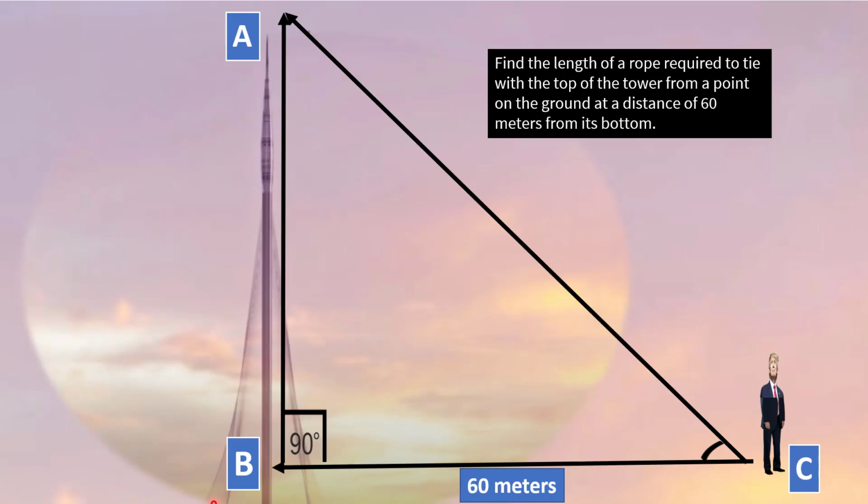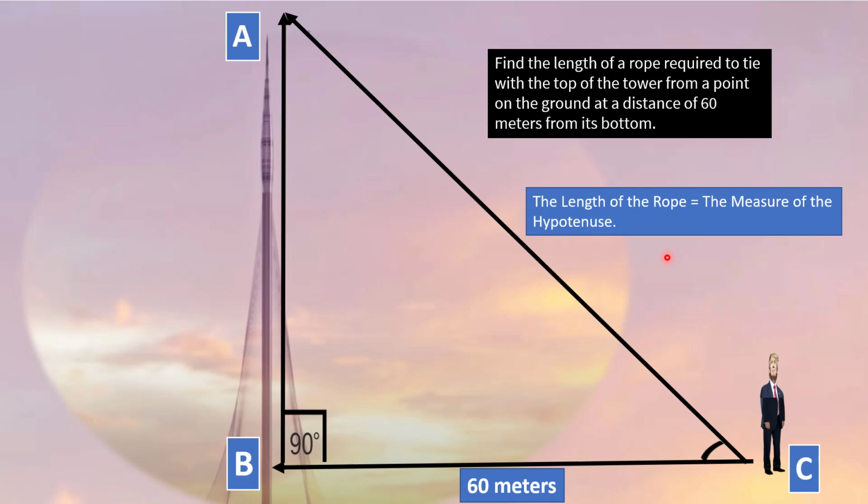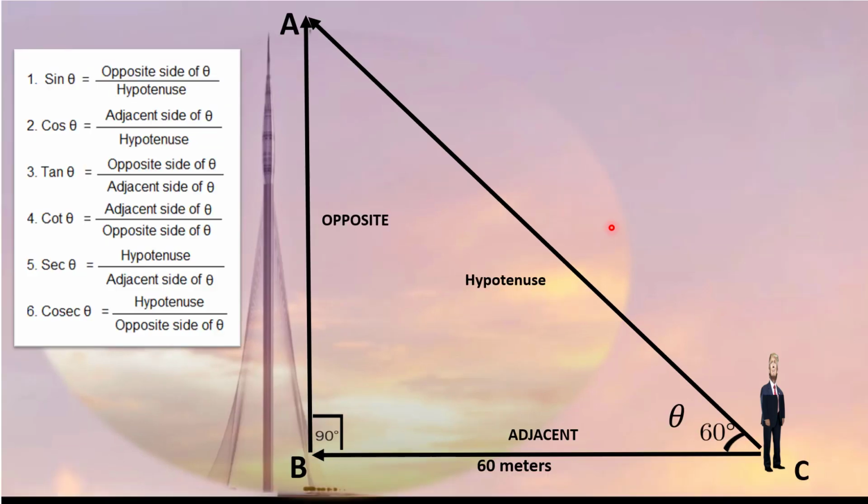Now, let us do one more example. Suppose Mr. Trump wants to tie a rope directly from the point where he is standing to the top of the tower. How big a rope does it take? Here, the length of the rope is just the measure or the length of the hypotenuse, right? Since you don't know the measure of the hypotenuse, you just assume it to be x.